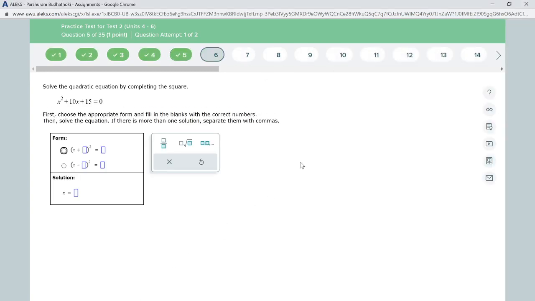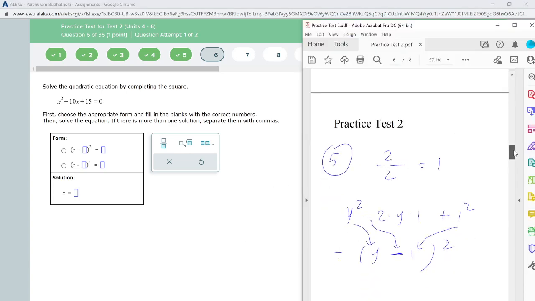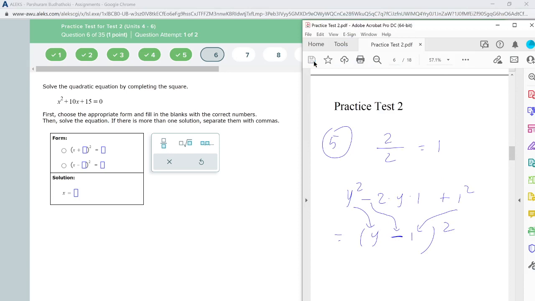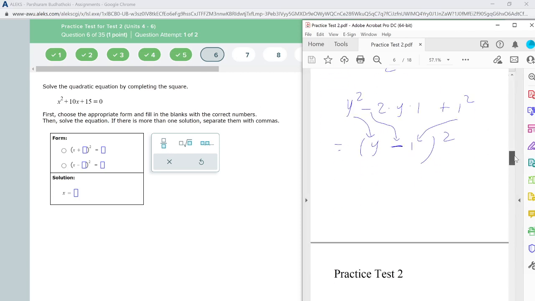Okay, solve the quadratic equation by completing the square. We can solve a quadratic equation by using the quadratic formula or by using factoring. This time we are using completing the square. We are going to use a similar trick to the one we used before for problem number 5. First of all, write down the question.